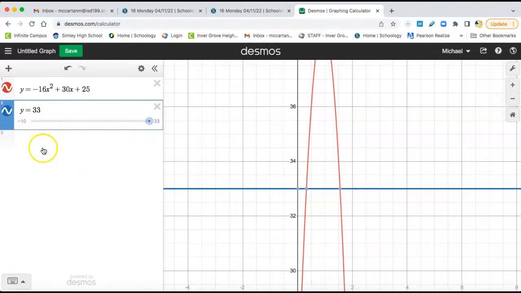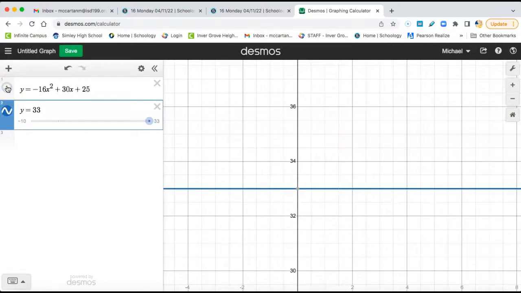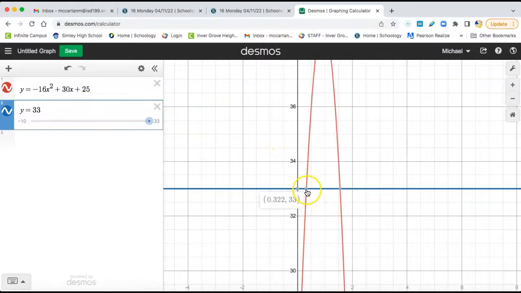Again, guys, I've typed that equation in there, and I typed in y equals 33. All right, that's the quadratic, and that's the horizontal line, y equals 33. Put them together, see where they cross. All right, at 33, it's 0.32 seconds. I'm going to write it down. And the other one is right there, 1.55 seconds. And round to the nearest hundredth. All right?